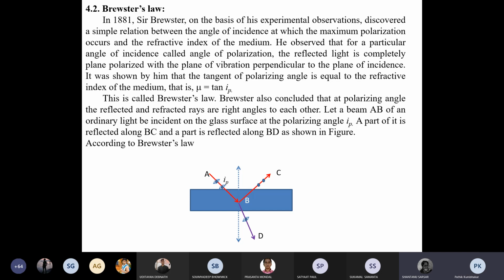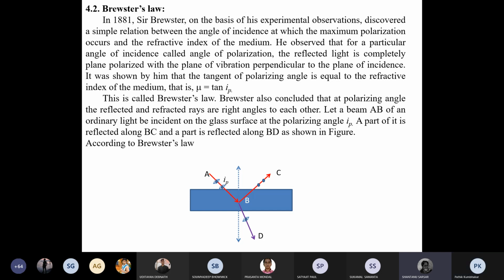Now when the light is incident at the angle IP, that is called the angle of polarization, the polarizing angle, the reflected light BC is completely polarized in a plane perpendicular to the plane of incidence. So only the vertical component exists here, and under these conditions the reflected and the refracted light are 90 degrees away from each other. Okay, so this can be easily shown that mu is equal to tan IP by using Snell's law, sin IP by sin theta p, and then by using the relation between IP and theta, we can show very easily that mu is tan IP.